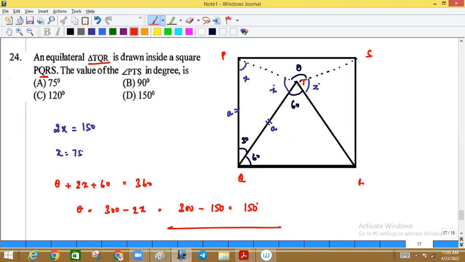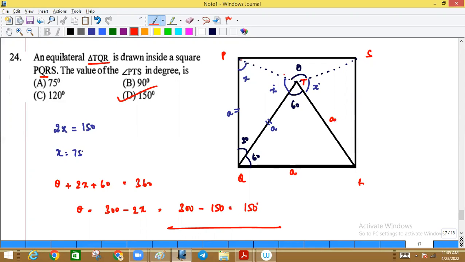So what is an angle there? PTS is 150. I'm telling you once again, see there. We know it is an equilateral triangle, that is QTR. Okay, QTR is an equilateral triangle, therefore the angles are 60, 60, 60. Equilateral triangle means all sides are equal, like the side of a square, and this one is also the same: A, A, A, and A.